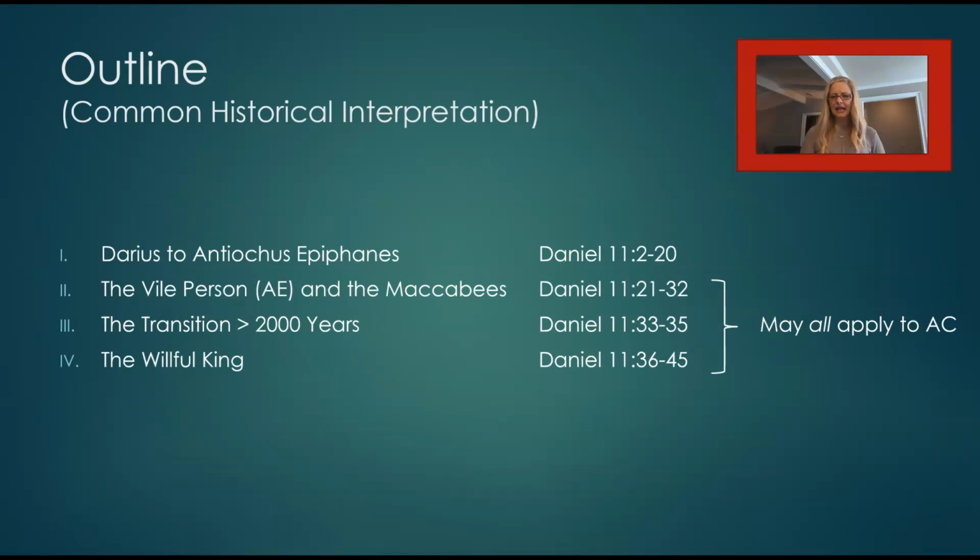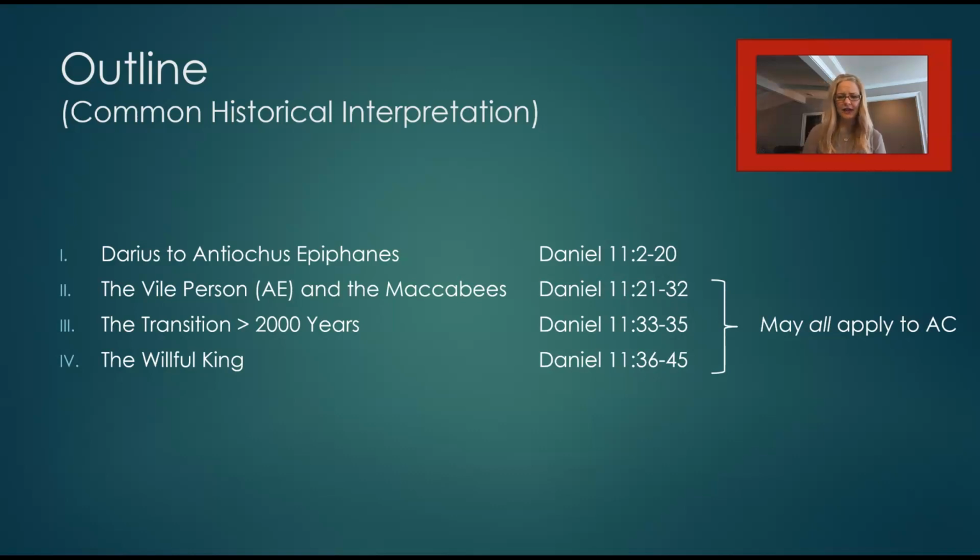Now, traditionally, Daniel 11 has been divided up into 4 main sections, and we're going to consider this outline, and then at the end of the video, we're going to reconsider this outline. Part 1 goes from Daniel 11 verses 2 through 20, and it measures the time from Darius of Persia to Antiochus Epiphanes, a Greek king. Then the second portion goes from verse 21 to 32. It goes from a vile person, who many interpret to be Antiochus Epiphanes, and the time of the Maccabees.